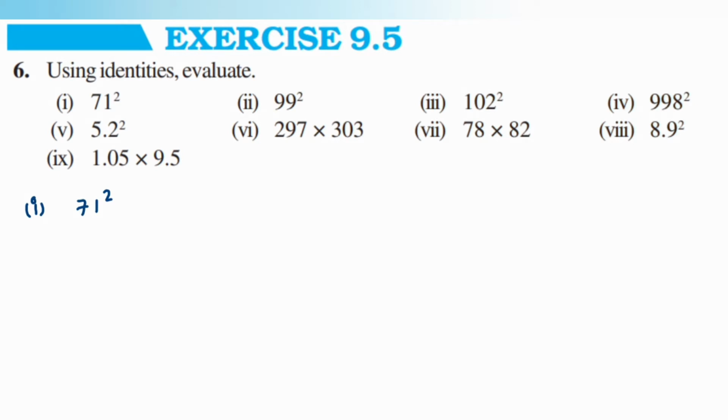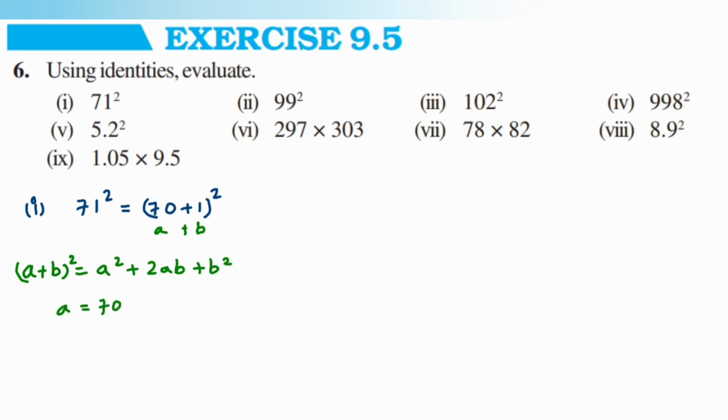So the 71, we can write it as 70 plus 1, right? 70 plus 1 and then whole square. Okay, so it's like (a plus b) whole square. This is a and this is b. We know that (a plus b) whole square is nothing but a square plus 2ab plus b square. Now here in place of a, we're going to take 70. In place of b, we're going to take 1.